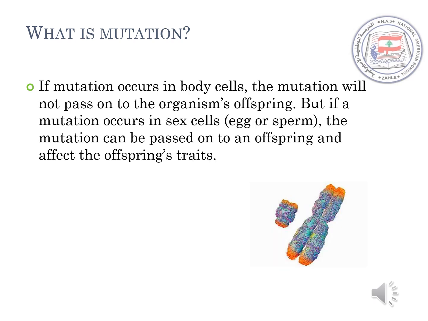If the mutation occurs in body cells, the mutation will not pass on to the organism's offspring. But if a mutation occurs in sex cells, an egg or a sperm, the mutation can be passed on to an offspring and affect the offspring's traits.